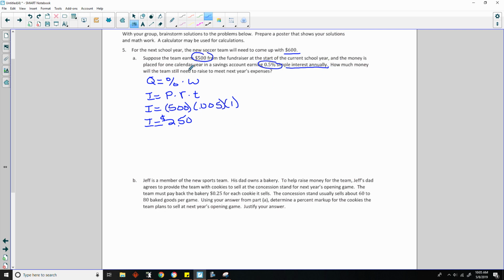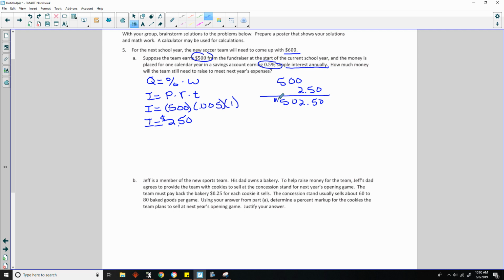Okay, so did we answer the question? How much money will the team still need to raise? Well, they raised $500. They put the money in an account that earned $2.50 in interest. And so when I add that up, I get $502.50.